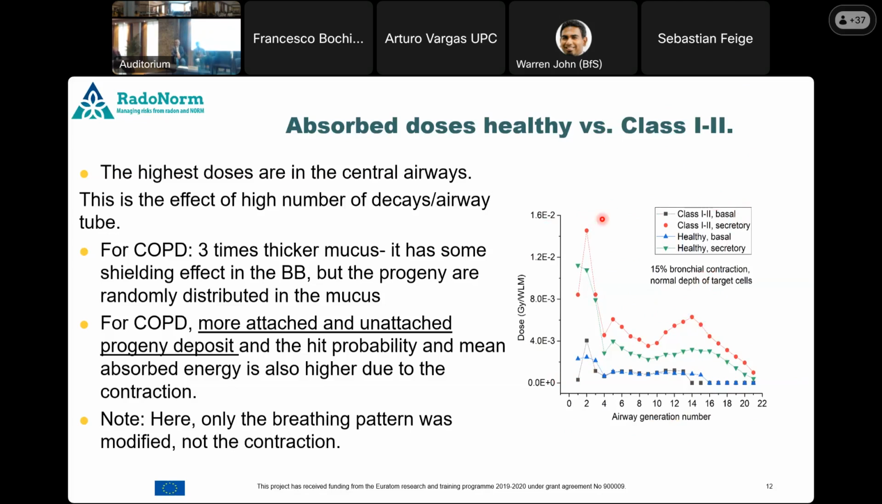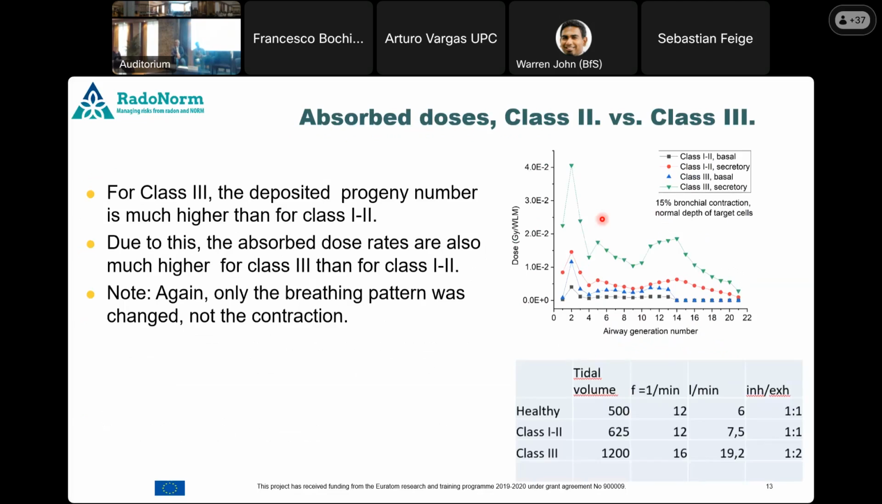And for COPD, the mucus is 3 times thicker, so it has some shielding effect. But because the progeny is mixed randomly in the mucus layer, it cannot compensate for the contraction and the bigger inhaled progeny number. So the dose rates are much more for COPD. And comparing class 2 and 3, the difference gets even bigger. So for COPD with class 3, there are very big doses compared to a healthy man.